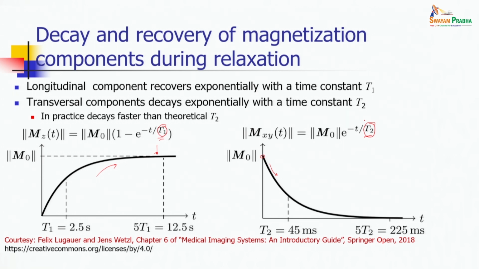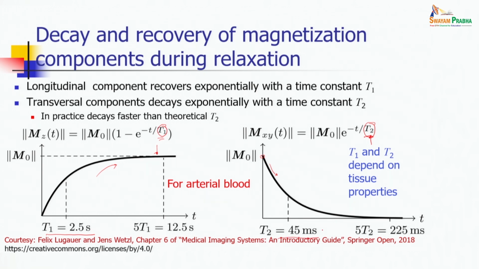And another thing here also, so actually there is a theoretical decay because of the tissue property, but in practice it is faster than theoretical, but that can be compensated. So, as I mentioned, T1 and T2 depend on tissue properties. In particular, these two curves which you are seeing here have a time constant of, say, 2.5 seconds for the recovery period of the longitudinal component, and 45 milliseconds for the decay of the transversal component. As you can see, recovery is a slow process, but decay is a very fast process.